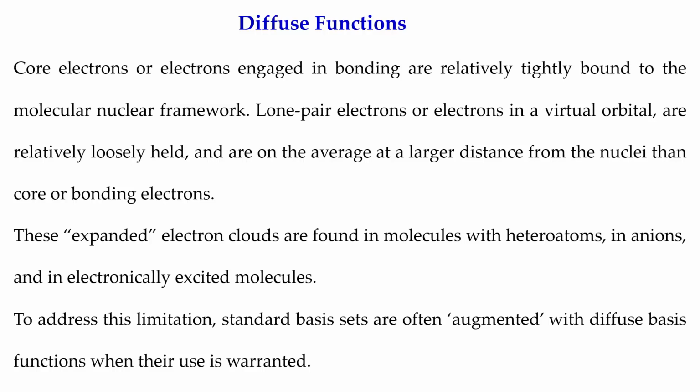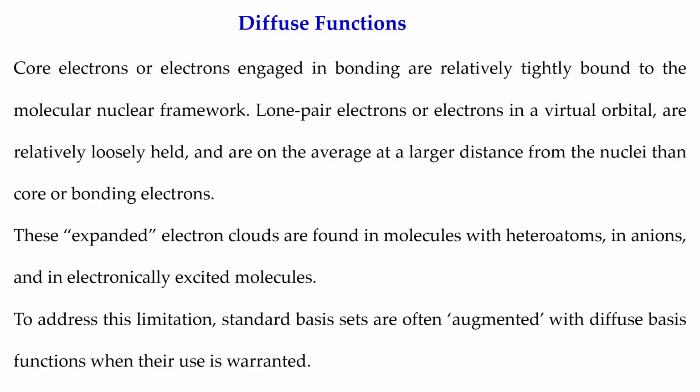So if you only consider the normal basis functions, like 6-31G, with only a single or two basis functions for that orbital, that can explain the hydrogen atom, but it cannot explain H minus, because in H minus the electron density is very diffused toward the outside from the nucleus. So for these cases you have to add another function to replicate the diffuse electron cloud, which is available in the case of lone pairs, which are not tightly bound, or in anionic systems.